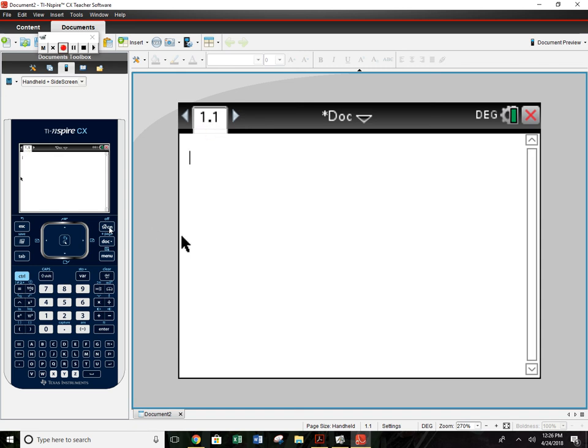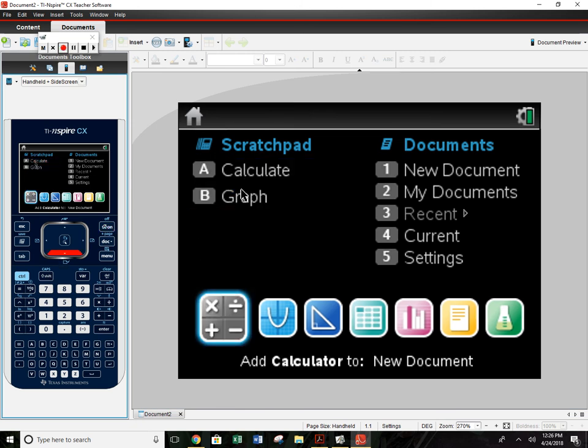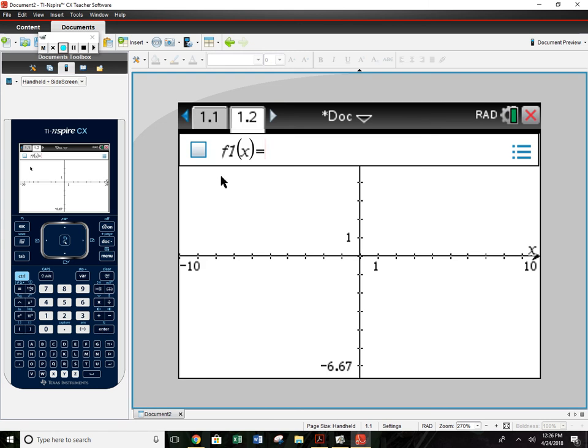Hit home again. You're going to add. This time, go down. Don't ever play around in the scratch pad. Scratch pad is useless. Don't ever use it. Go right here. Come to the blue parabola. Let's add a graph. Hit enter. So you should have 2 pages open. Page 2 is a graph. Page 1 is a calculator.